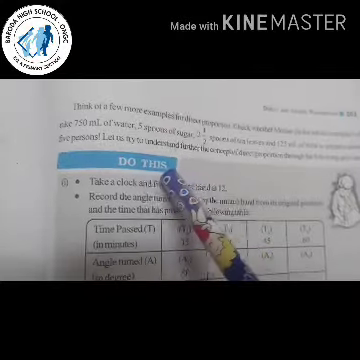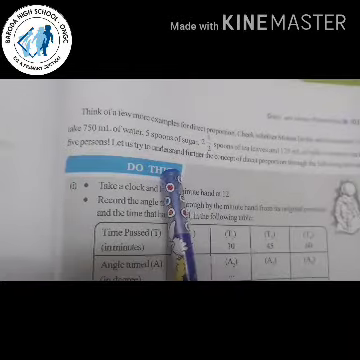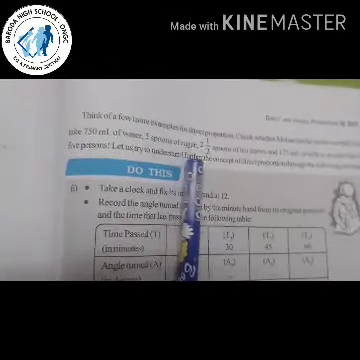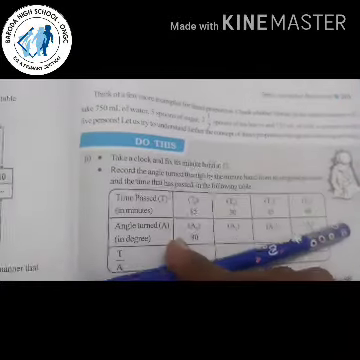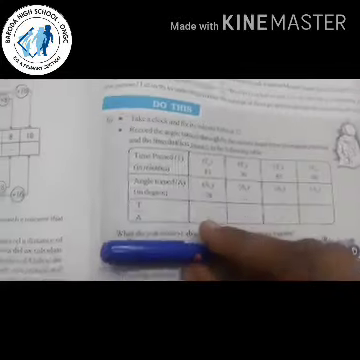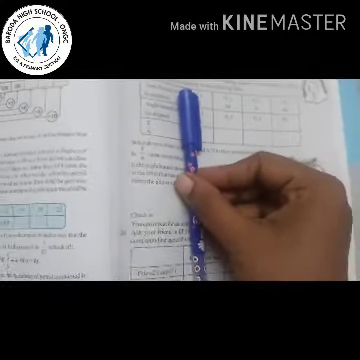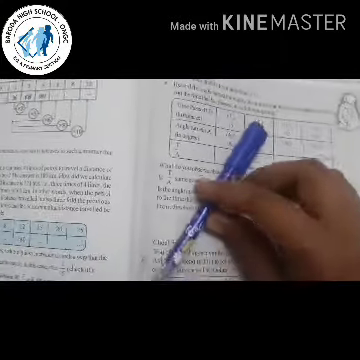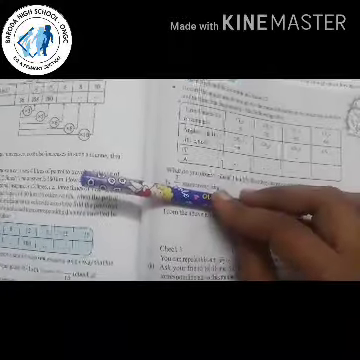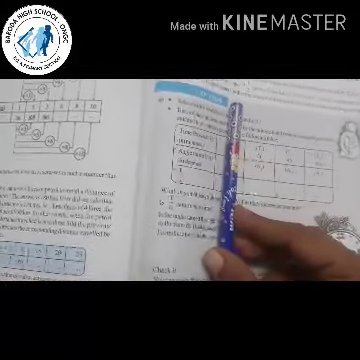You have to take a clock, okay, fix its minute hand at 12. Now, the angle turned by the minute hand from its original position in 15 minutes. Okay, what is the angle turned? 90 degree. Then in 30 minutes, what is the angle turned? 180 degree. Now in 45 minutes, what is the angle turned? 270 degree. And now in 60 minutes, what is the angle turned? 360 degree. One complete angle.